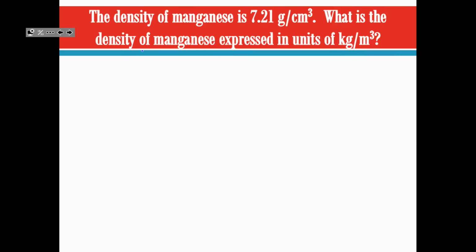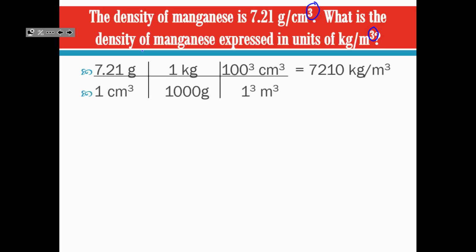And we have a last one that is a little more tricky. It involves a unit that is kind of difficult. The density of manganese is 7.21 grams per centimeter cubed. What is the density of manganese expressed in units of kilograms per meters cubed? So in this case, we're dealing with some exponents here. We're going to see how that changes things. Okay. So I'm going to throw it up here. Let's check it out.